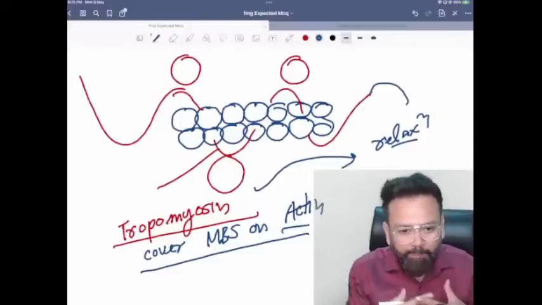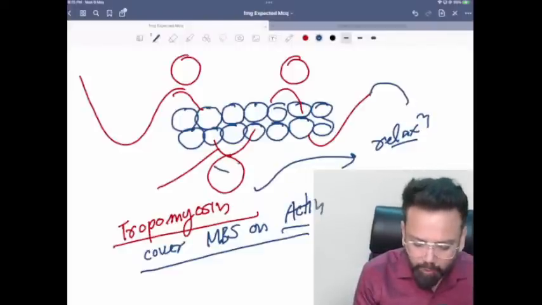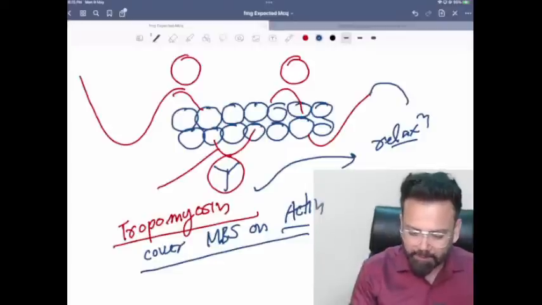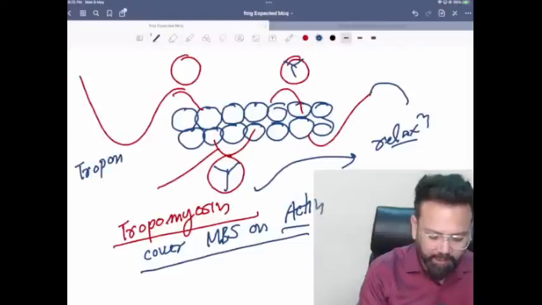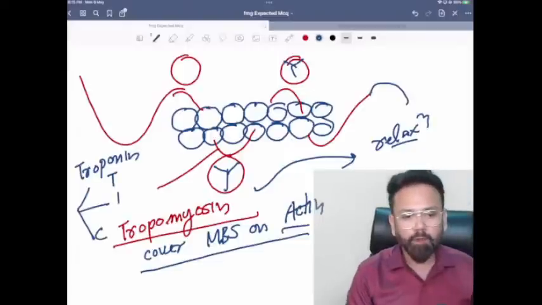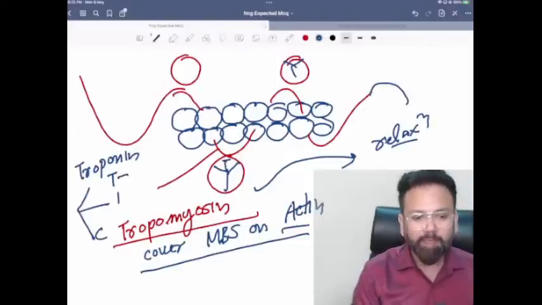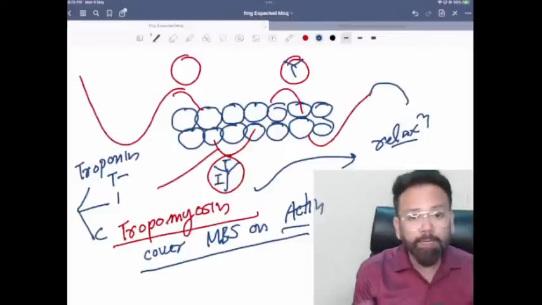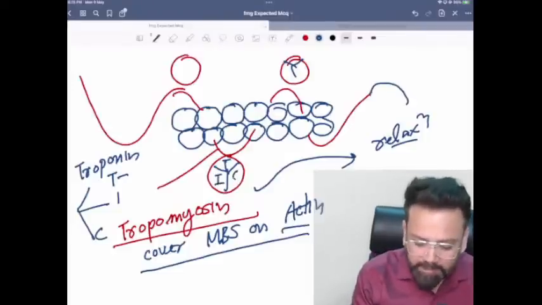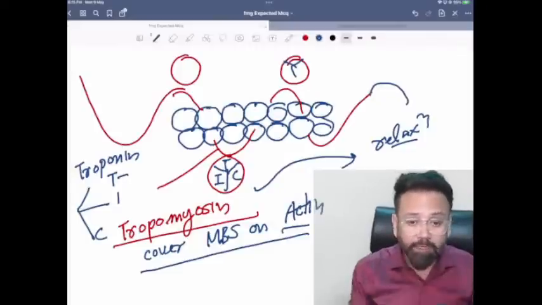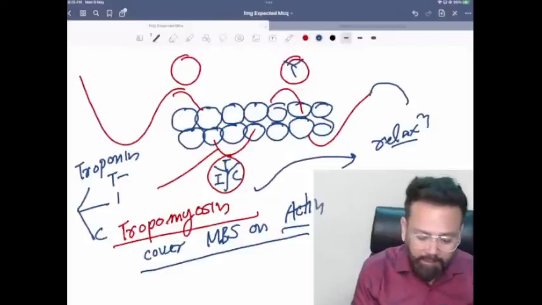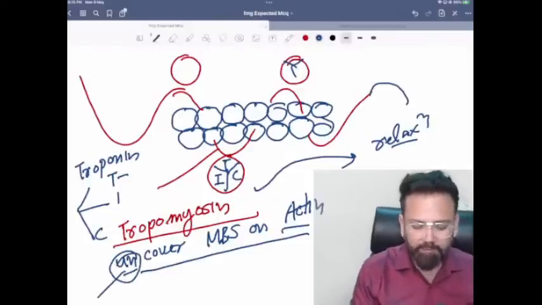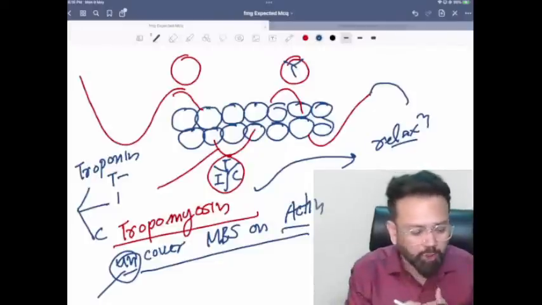Actin and myosin are contractile proteins, and these are troponin. Troponin is of three types: troponin T, troponin I, and troponin C. Troponin T binds with tropomyosin. Troponin I inhibits actin-myosin binding, and troponin C is for calcium. When calcium comes, there is a conformational change which uncovers the myosin binding site, and then actin and myosin cause contraction.